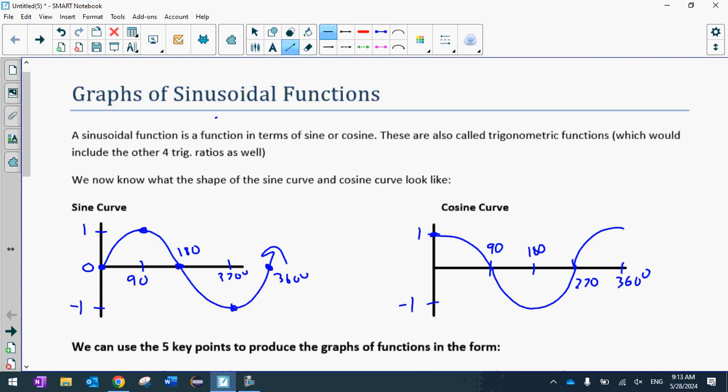And of course, these do keep going. I mean, they keep going in both directions, in the negative direction and the positive direction. But there's one cycle of the graph, okay? Graphed over one period, which we call one cycle. And notice in each case, there are 5 key points.